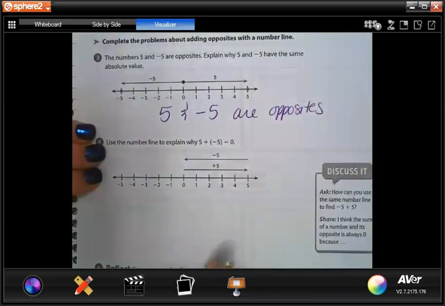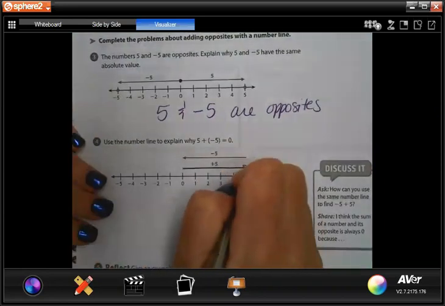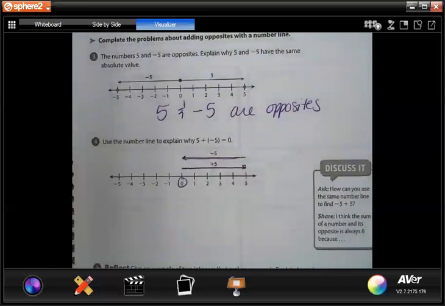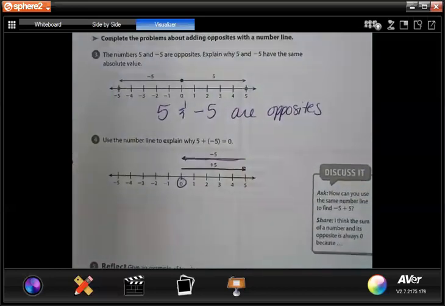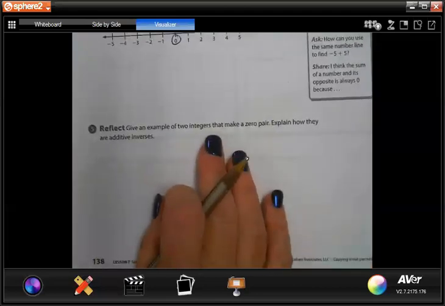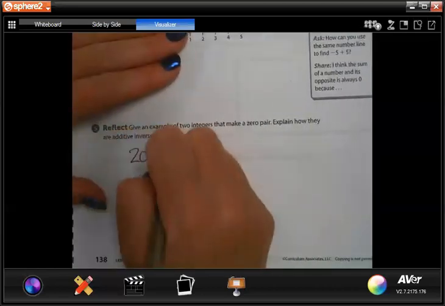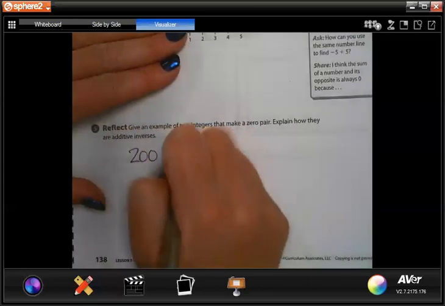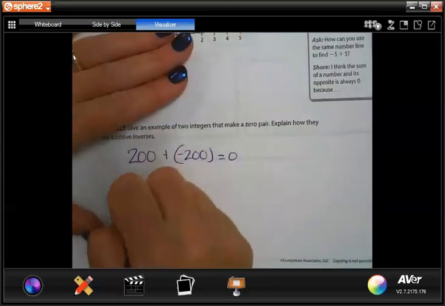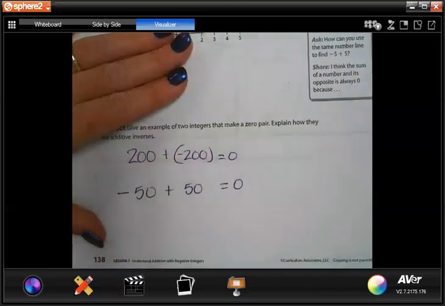Okay, and then this right here shows us how when you add opposites together, it adds up to 0. So if you think about it, give an example of 2 integers that make up 0 pairs. Well, we could go hog wild crazy. We could go 200 plus -200. Those are 0 pairs. We could go -50 plus +50. Those are zeros because those are opposites.